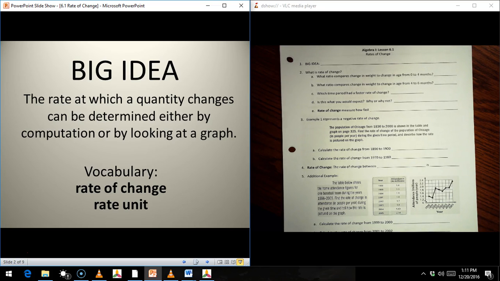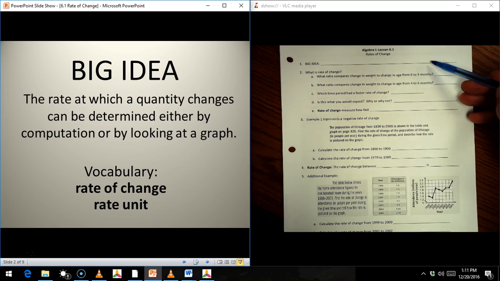So the big idea is that the rate at which a quantity changes can be determined either by computation or by looking at a graph. So both are acceptable. We'll be doing computation in addition to looking at graphs for determining what the rate of change is in a certain situation. There's two vocabulary terms, rate of change and rate unit, that we will be defining.